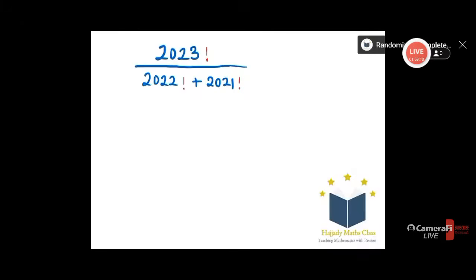Welcome back to Hajjady math class. We want to solve 2023 factorial over 2022 factorial plus 2021 factorial. In solving this, don't forget the general rule that n factorial is the same thing as n times n minus 1, times n minus 2, and so on, up to n minus 10 if you want to stop there, factorial. That shows that the value can decrease by 1 and you can still have a factorial with it. So the same rule is going to be applied here.